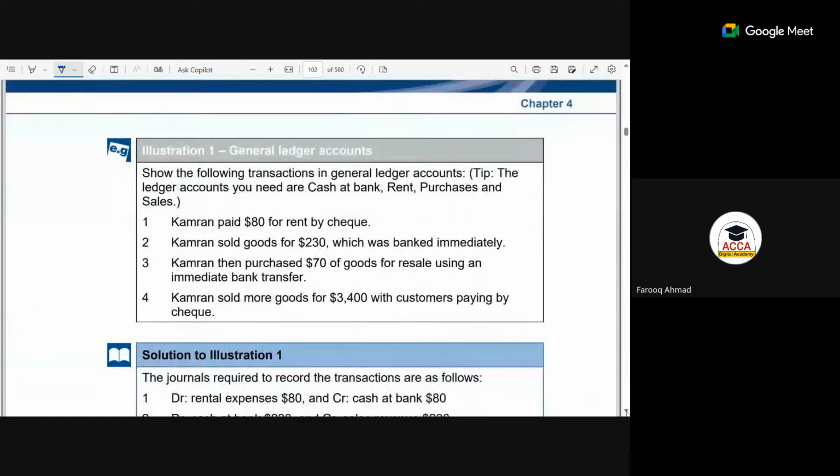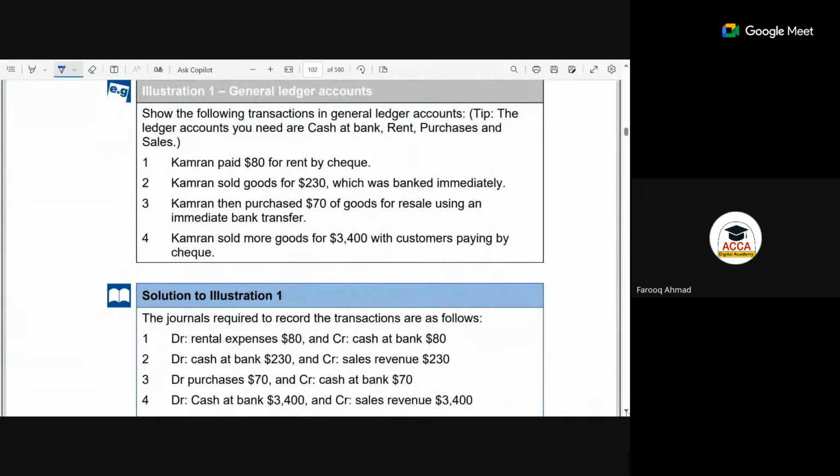In the general ledger, we'll see the transaction where Kamran paid 80 for rent by check. Rent is an expense. He paid through a check, meaning a bank. Whenever you see a check, it means the bank. As we revised in the previous chapter, all expenses will be debit. So debit rental expenses and credit cash at bank, which takes the cash out of the bank account.